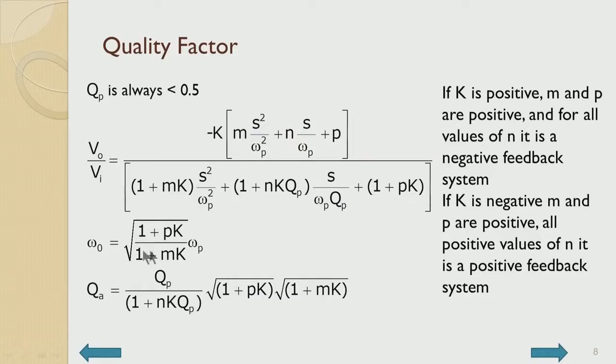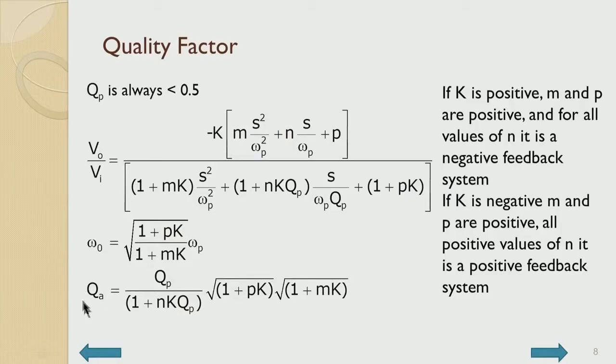So, what happens now? Omega naught, the natural frequency, is nothing but this: if you consider a, b and c, root ac by b is the Q, and root c by a is the natural frequency. If you do that, it is square root of 1 plus pk divided by 1 plus mk into omega p, that is the modified natural frequency of the feedback system.